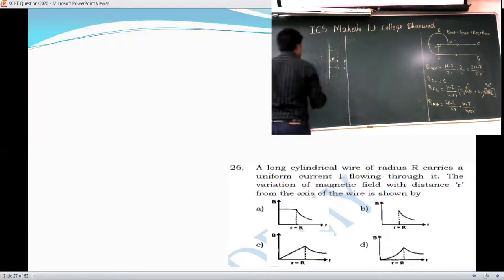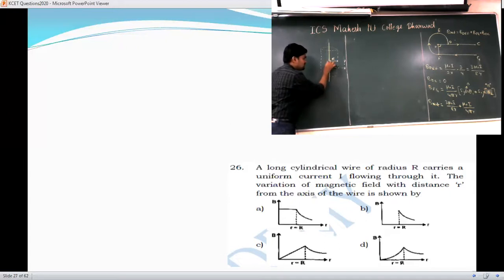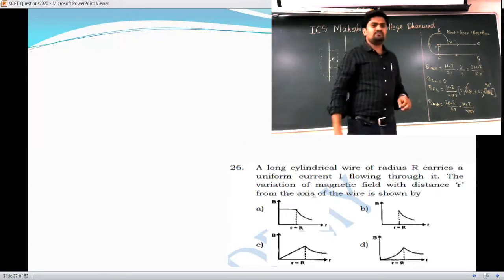As it is a cylindrical wire, the magnetic field at the center is 0, and the magnetic field at the surface will be maximum. So when you start from the center, the magnetic field is 0. As you are going towards the surface, the magnetic field goes on increasing, and when you cross the surface and go away, again the magnetic field goes on decreasing.